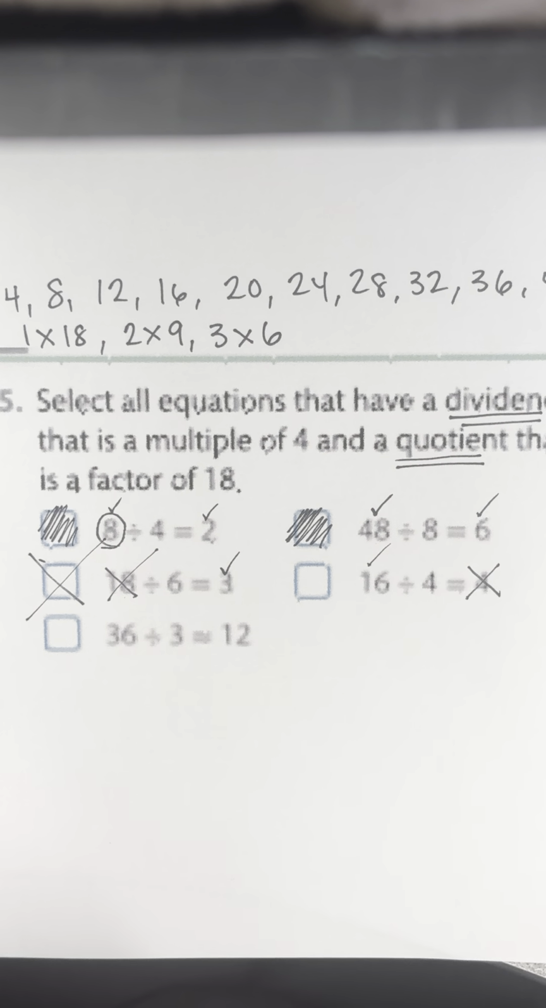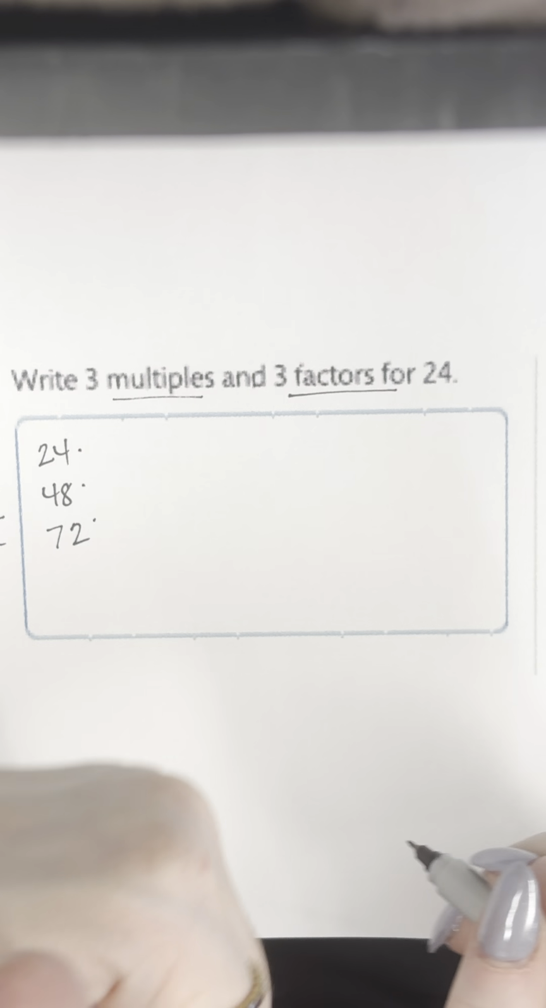Write 3 multiples, skip count, and 3 factors for 24. Okay, multiples I'm going to skip count. 24, 48. Oh, I don't know that next one. Oh no, I'm going to have to add really fast because I know skip counting is just repeated addition. 72. 1, 2, 3. I have met the criteria.